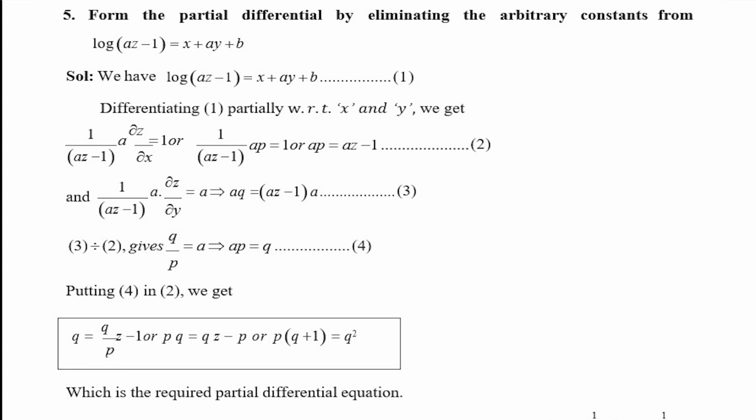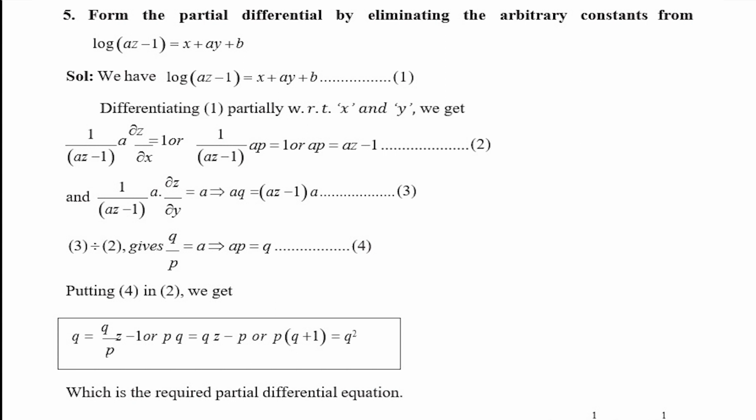Next we see another problem for partial differential equation by eliminating the arbitrary constants from log(az minus 1) equal to x plus ay plus b. Differentiating this equation 1 partially with respect to x and y, we get 1 by (az minus 1) into a ∂z/∂x equal to 1. Here you have to substitute the notation ∂z/∂x equal to p. So we get 1 by (az minus 1) a into p which is equal to 1. Simplify this one, ap equal to az minus 1.